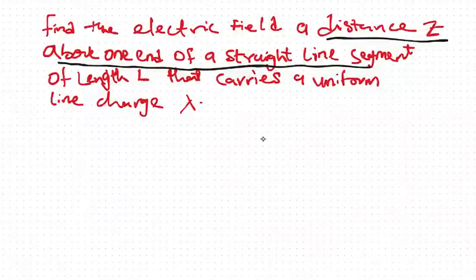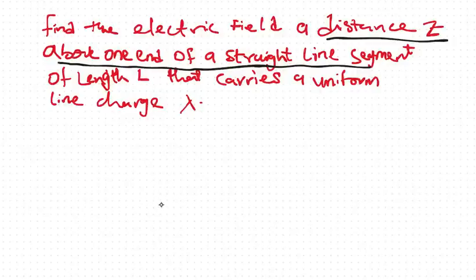In today's video, we'll be looking at how to solve an electric field on line charge. So the question says, find the electric field a distance z above one end of a straight line segment of length L that carries a uniform line charge.